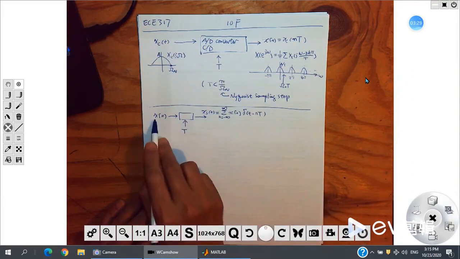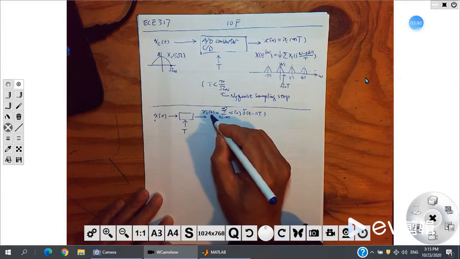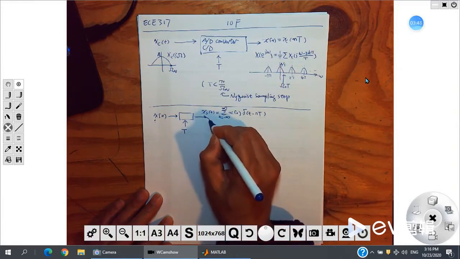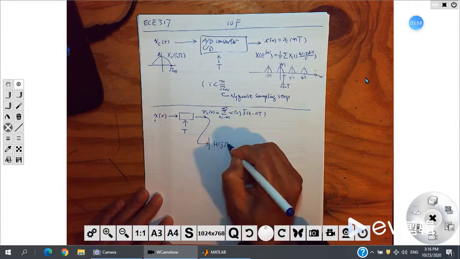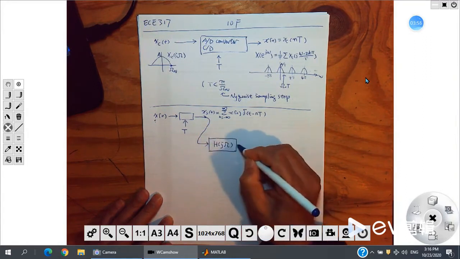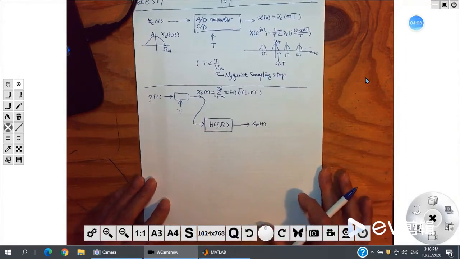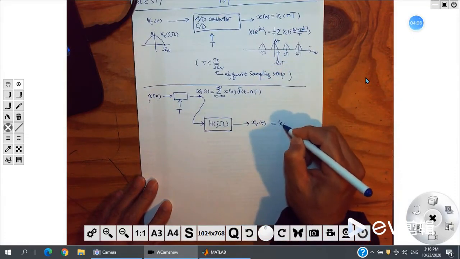So x[n] is a sequence of numbers, and xs(t) is a function of t. t can be from negative to positive infinity, but this function only contains a sequence of impulses. All right, we send this into a filter H(jΩ). Then we can have xr(t). Actually, this xr will just equal that xc(t).